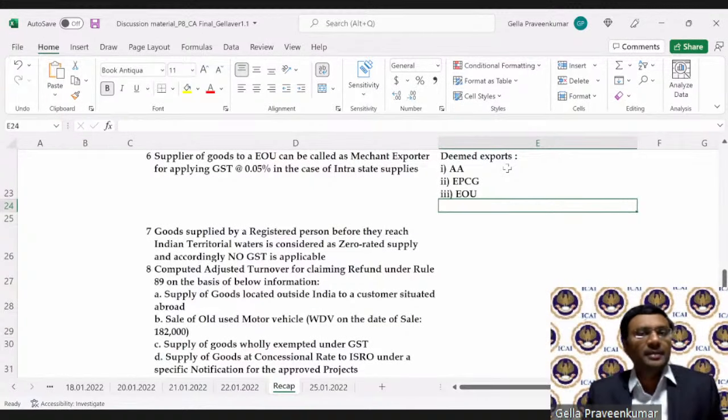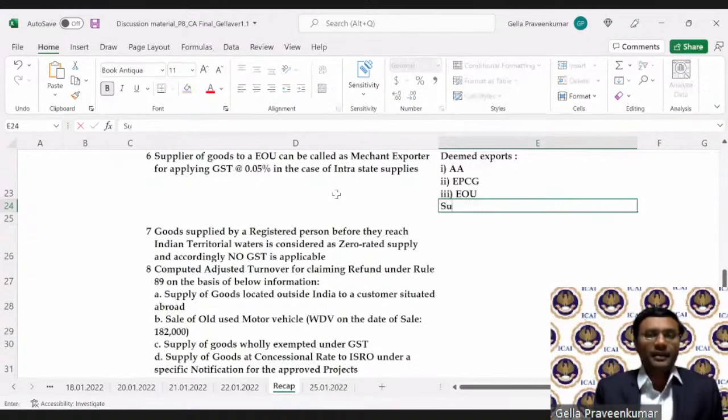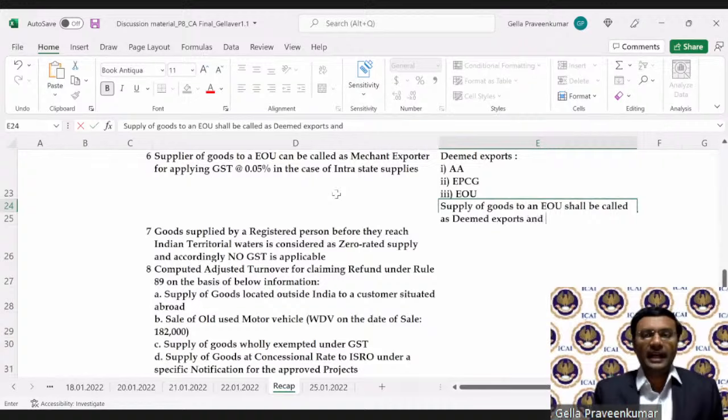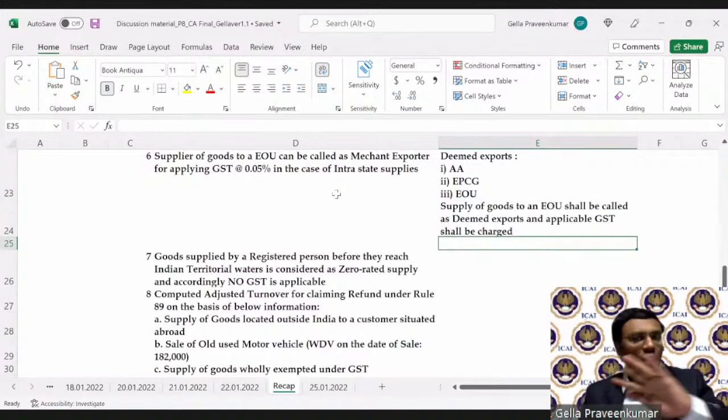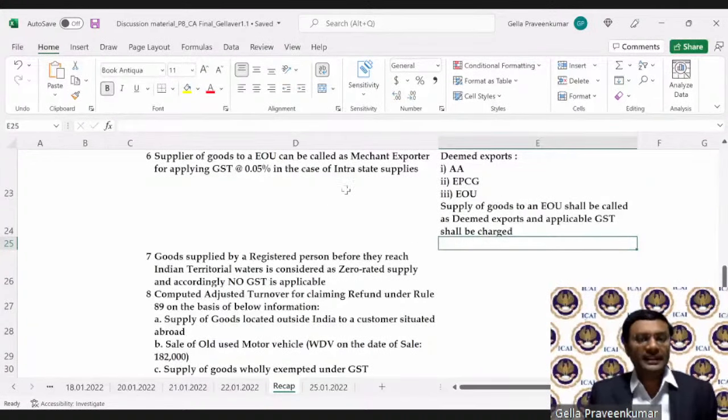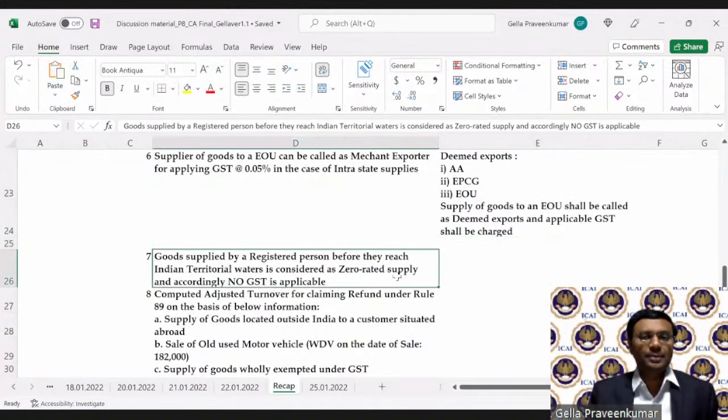So here, because the goods are supplied to an EO unit, the answer would be: supply of goods to an EOU shall be called deemed exports, and applicable GST shall be charged. So 0.05% is not applicable in case of an EOU. This is the answer you have to give in this regard, right? Next, let's move to question number 7.